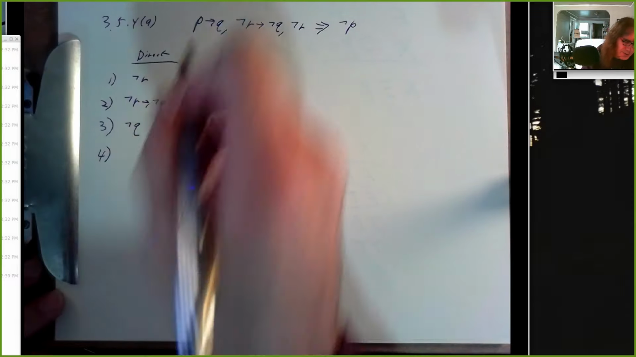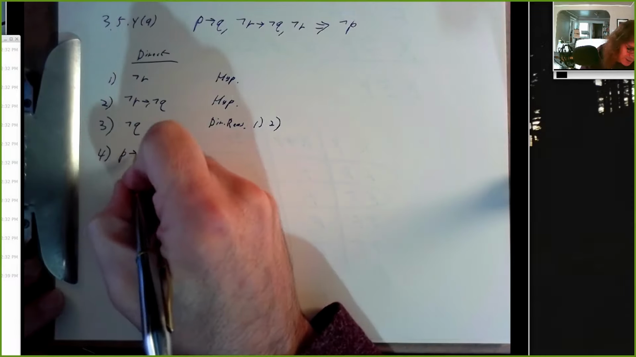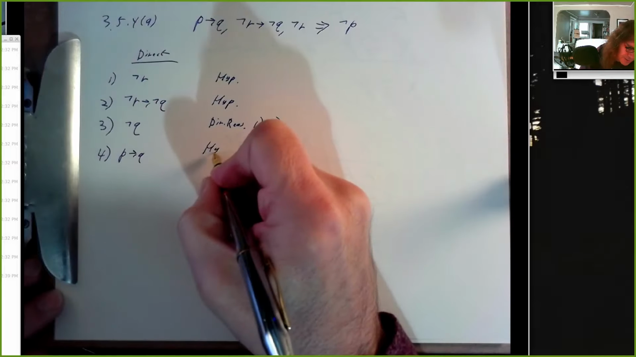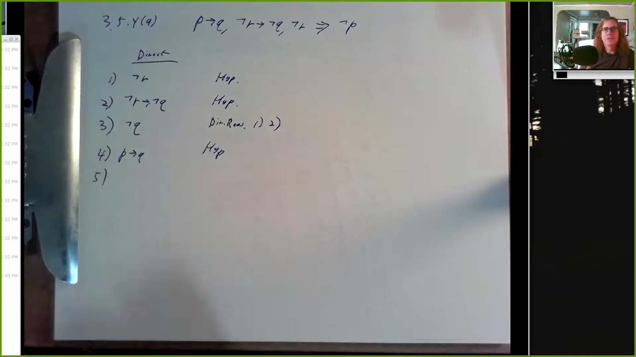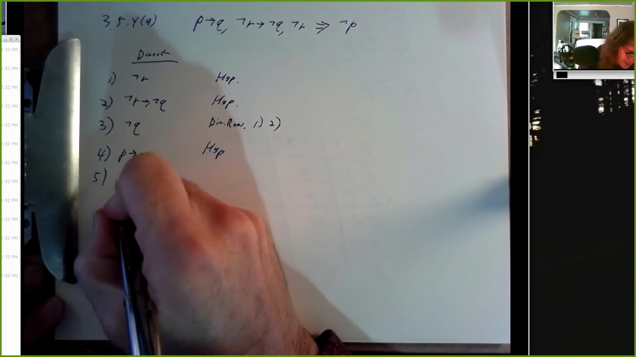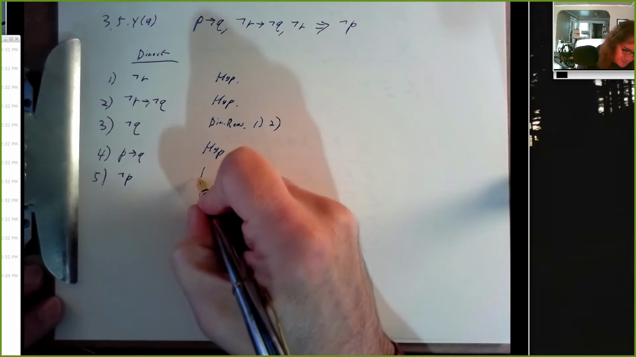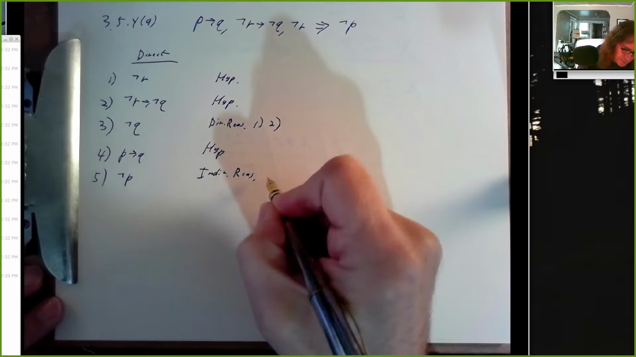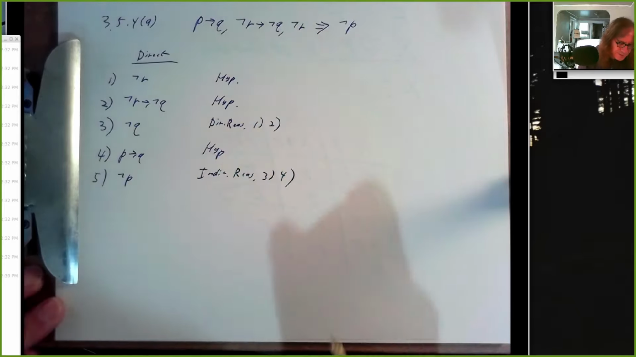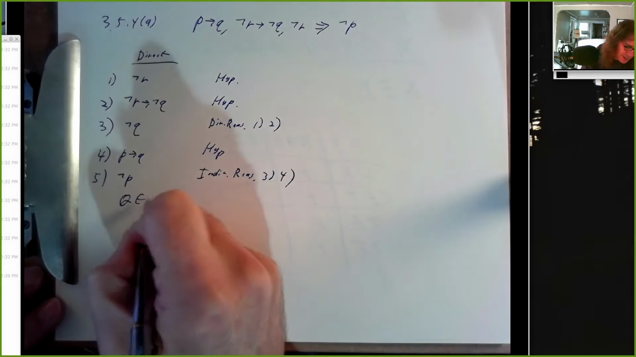And then I'm going to write down if P then Q, that's a hypothesis. And now I can combine 3 and 4 using indirect reasoning, and I can conclude not P, and that's indirect reasoning, steps 3 and 4, and that's what we were asked to show.